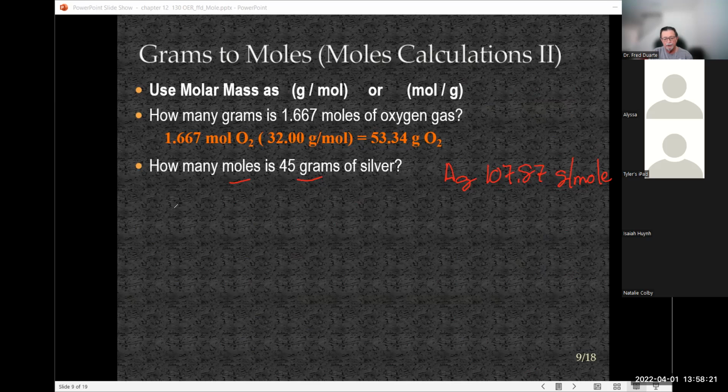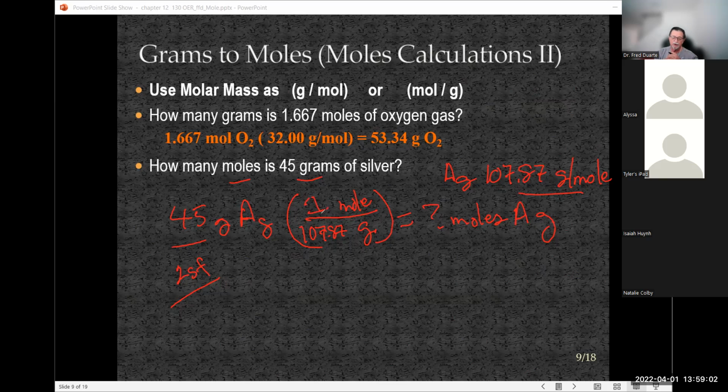All right, write down what you're given, 45 grams of silver. And obviously we have a conversion factor here, and we need to get to moles of silver. Keep track of your sig figs. You got 2 sig figs here with 45. So we need grams in the denominator and moles in the numerator, which means we can use the molar atomic weight: 107.87 in the denominator and 1 in the numerator.